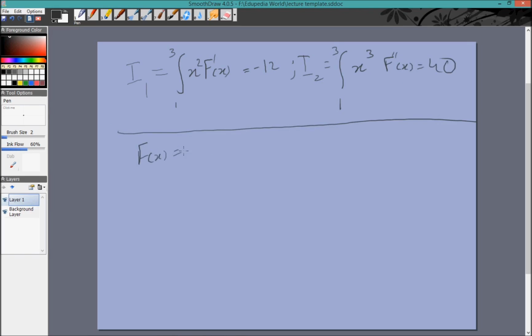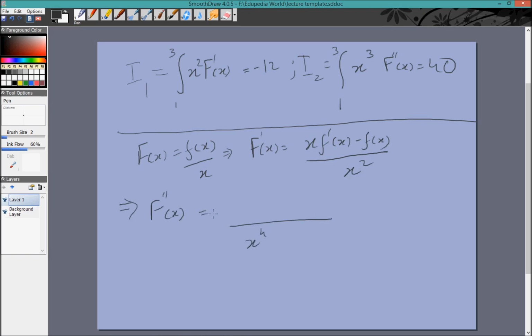F of x is f of x by x, right? Which means F dash of x is equal to, by quotient rule, x f dash x minus f of x by x squared. Which means again we can apply quotient rule to find F double dash of x, which will be, by x to the power 4, x squared times f dash x minus x f double dash x minus f dash of x, minus x f dash of x minus f x times 2x.